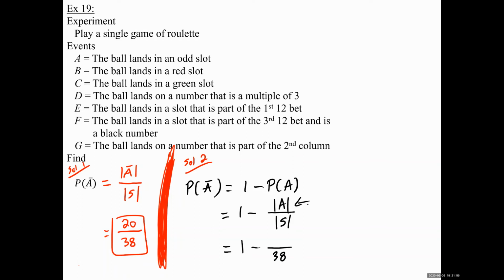So make sure you understand the difference between the two ways I'm showing you here. If you do it this first way, you have to count the slots that are not odd. If you do it this way, you have to count the slots that are odd. So it all depends on, do you want to count the ones that are not something or the ones that are something? All right, how many slots are odd?